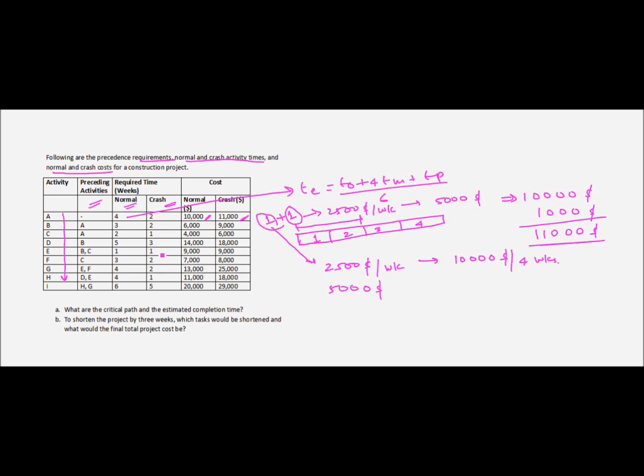Now for some of the activities like activity E, the crash time is also equal to the normal time. What this means is that it is not possible to crash this activity even by using additional resources. Now we are being asked to find the critical path and the estimated completion time of the project using the normal time required for each of the activities.